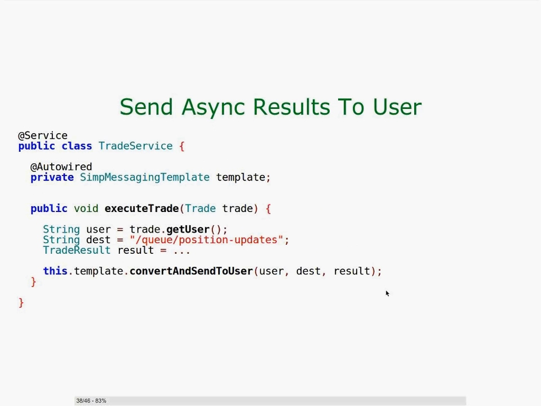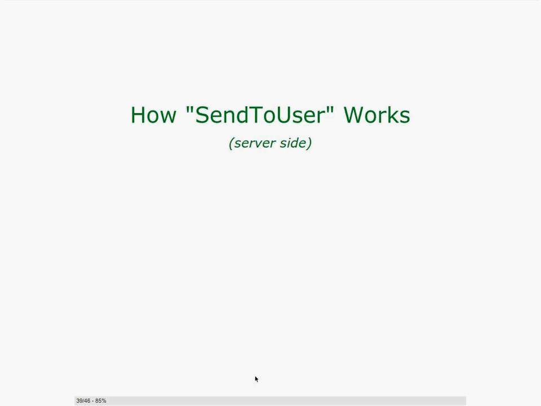Or if we're sending asynchronous results to the user, we can use a SimpMessagingTemplate. Once again, SIMP stands for Simple Messaging Protocol. In this case, this trade service is executing a trade, and then when the results are available, probably asynchronously, we're going to want to send the results to the user, but not to anybody else. So you're probably wondering, how does this all work actually? How does SendToUser work?